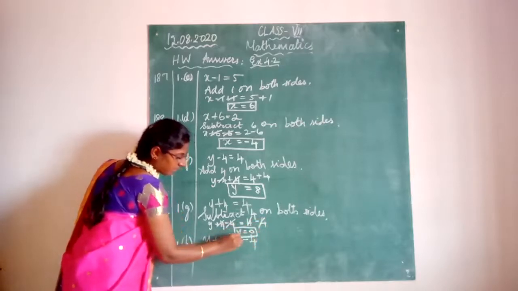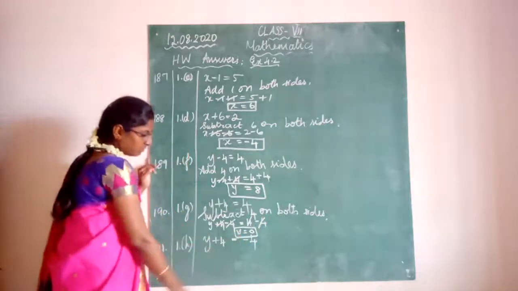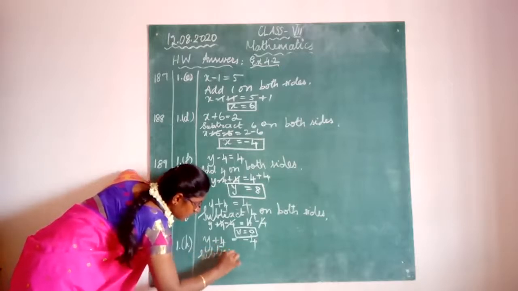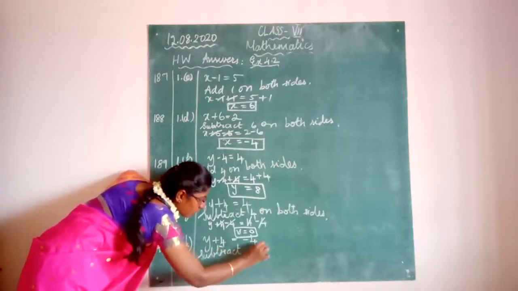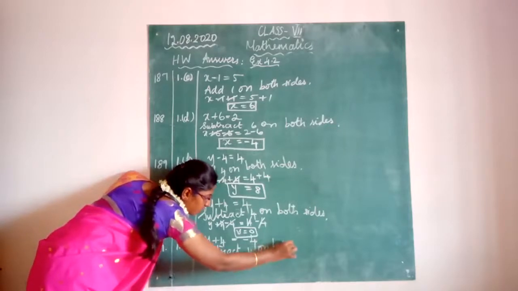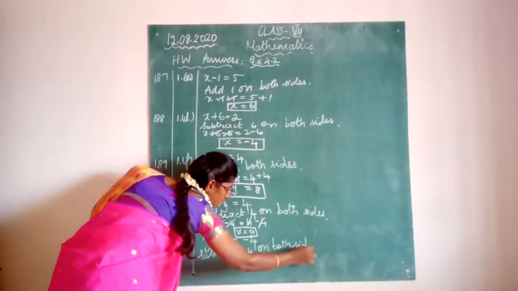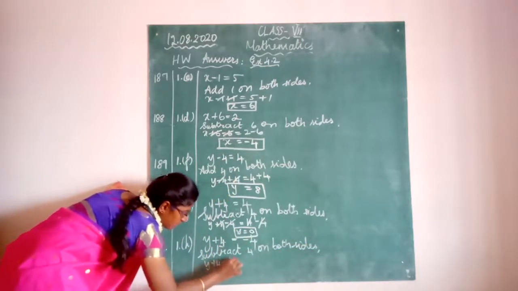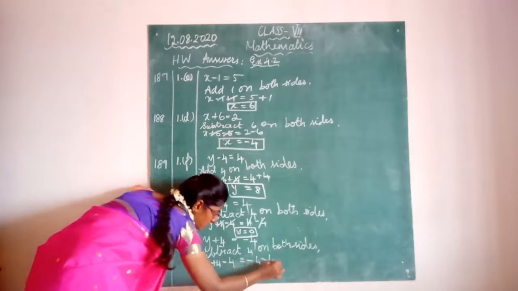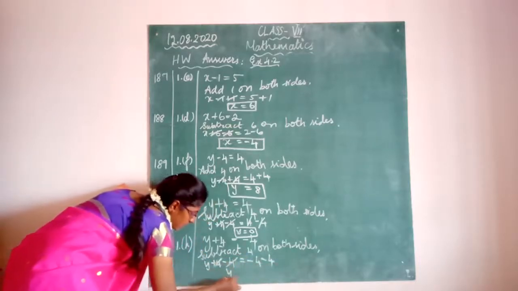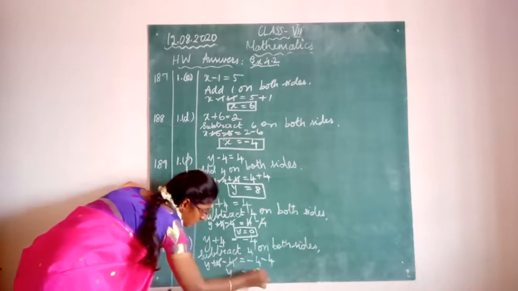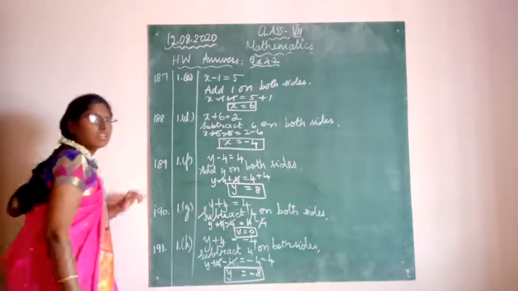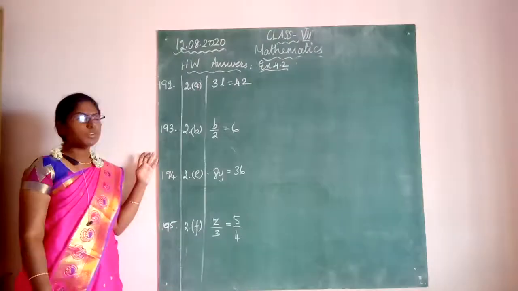Okay, then y plus 4 is equal to minus 4 is given. So write subtract 4 on both sides. So you will have y plus 4 minus 4 equal to minus 4 minus 4. Plus 4 minus 4 will get cancelled and y is equal to minus 8. Is it clear? Look here.